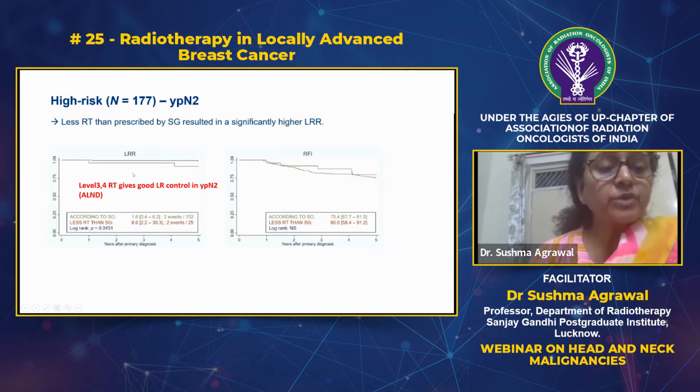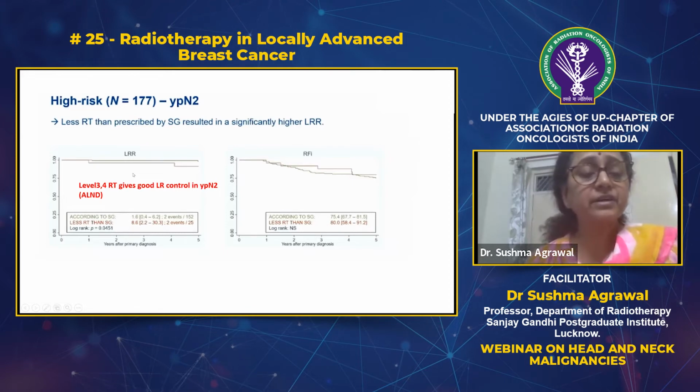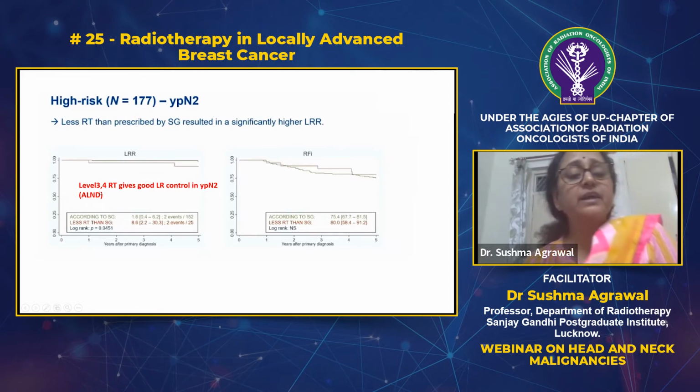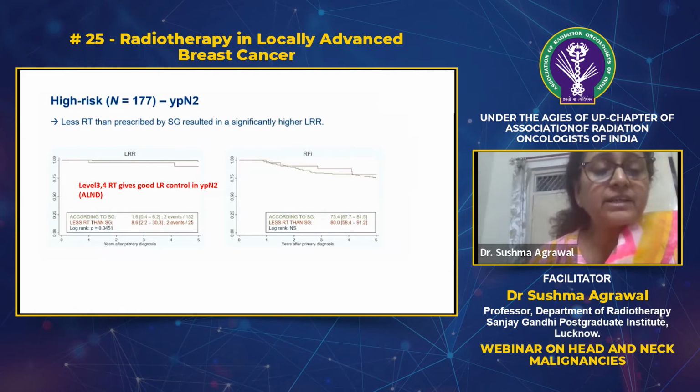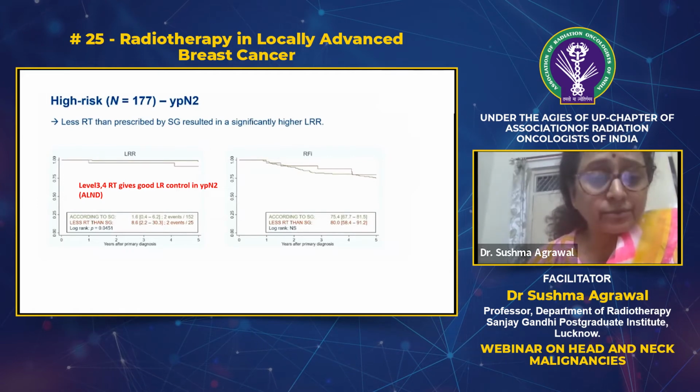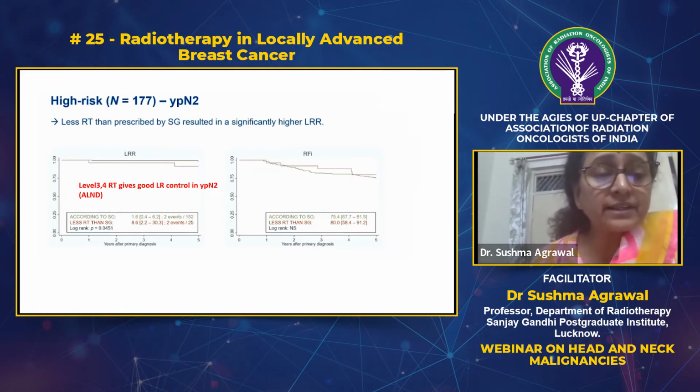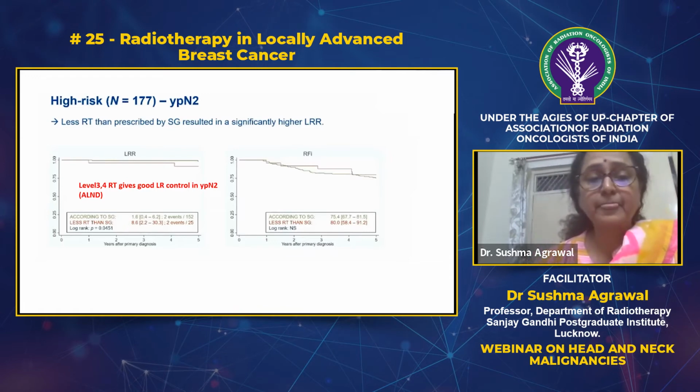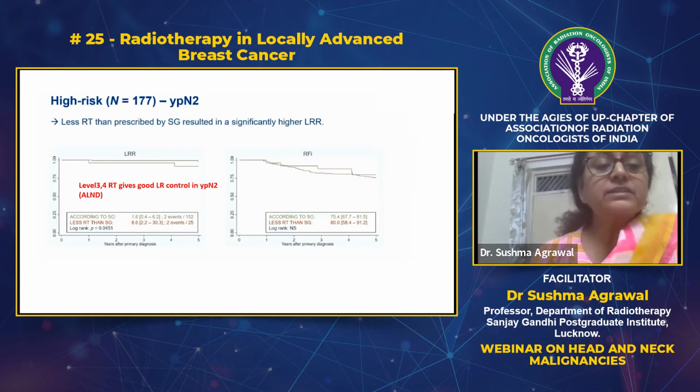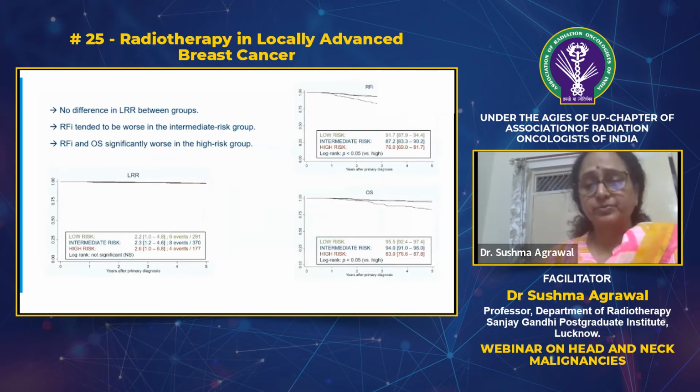And so therefore what we practice is that we give, so that means that giving SCF-RT gives good local control. So you need not unnecessarily irradiate the axilla. Now let's see what are the survival in both the three groups.